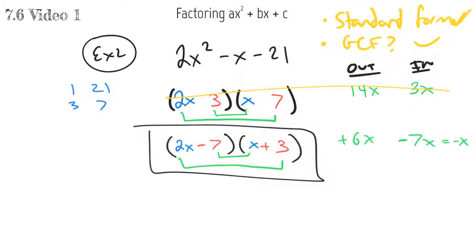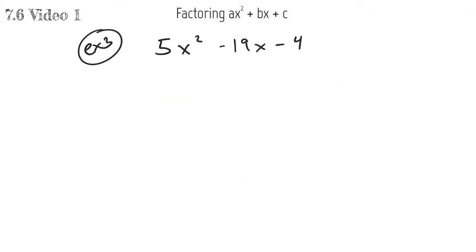All right. Let's try another. 5x squared minus 19x minus 4. Okay, standard form. Yep. GCF. Nope. No GCF, so we're good to go.